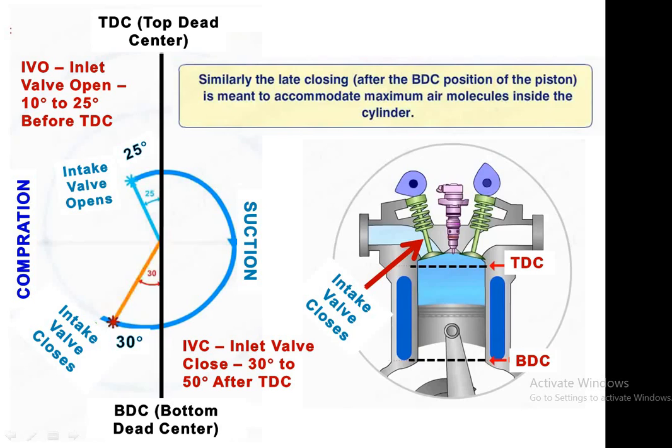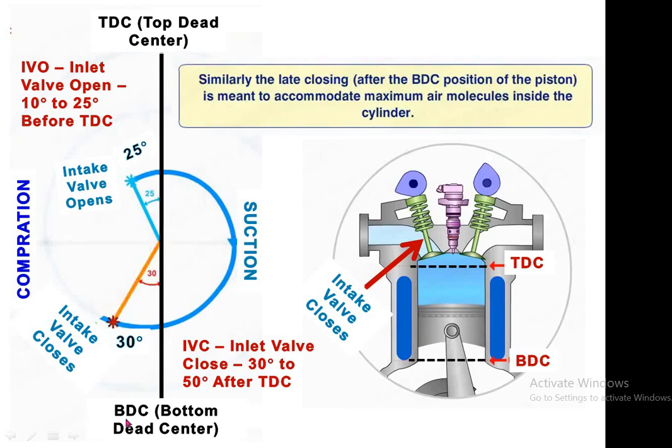Similarly, the late closing after the bottom dead center position of the piston is meant to accommodate the maximum air molecules inside the cylinder. It means we arrange for the inlet valve to close 30 degrees of crankshaft rotation after bottom dead center, because we have to admit maximum air inside the engine cylinder. So as and when the compression stroke starts and the piston moves from bottom dead center to top dead center, the inlet valve remains open for about 30 degrees of crankshaft rotation, and the maximum amount of air molecules can be taken into the cylinder of our engine. That's why our inlet valve opens 25 degrees in advance and closes 30 degrees late during the movement of the piston from top dead center to the bottom dead center in the suction stroke.